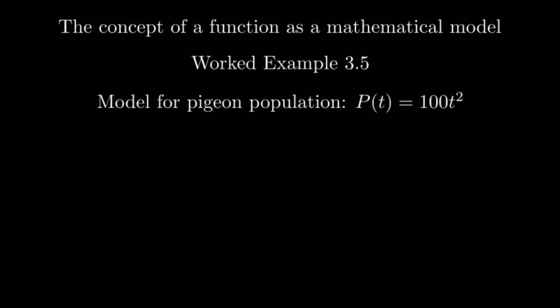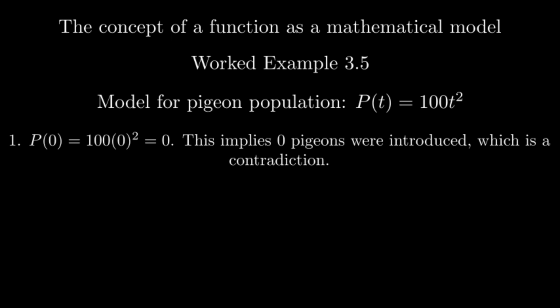But is it a good model? Let's think critically about its limitations. First, what happens at the start, at time t equals 0? The model gives P of 0 equals 0. This says there were no pigeons at the start, but the problem states pigeons were introduced to the island. This is a logical inconsistency.